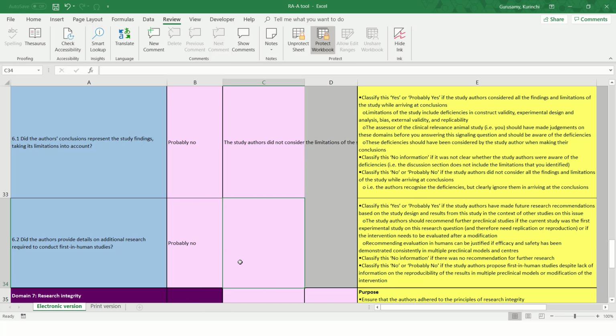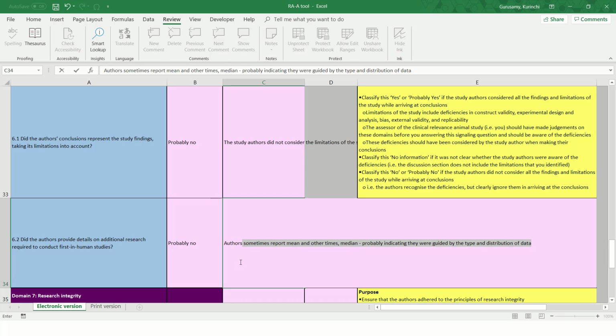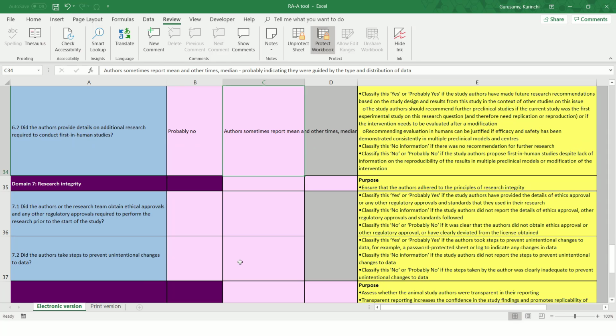Probably no, because the authors have proposed first-in-human studies despite lack of information on reproducibility. The authors did not report the reproducibility, and here it's not just about reproducibility by them, it's about reproducibility by an independent group of researchers before recommending a first-in-human study.